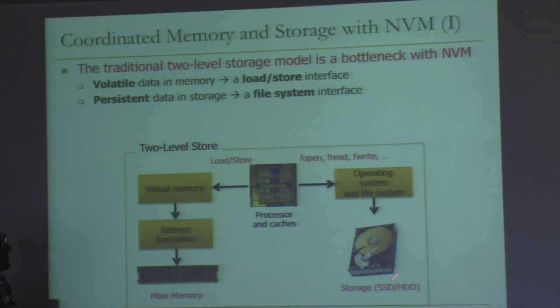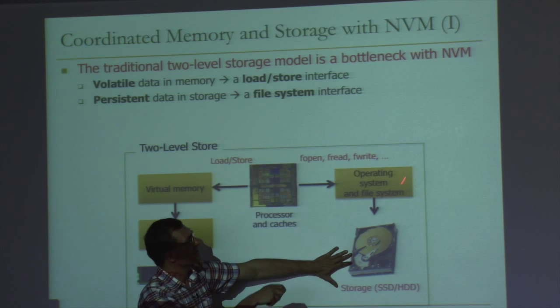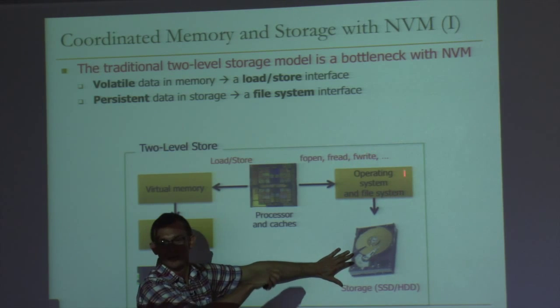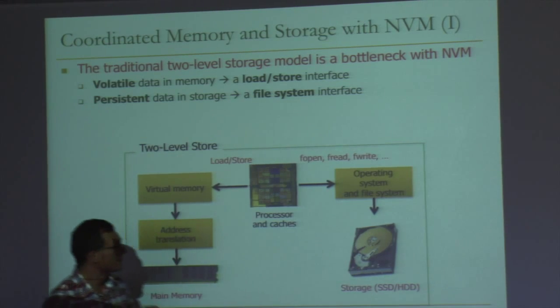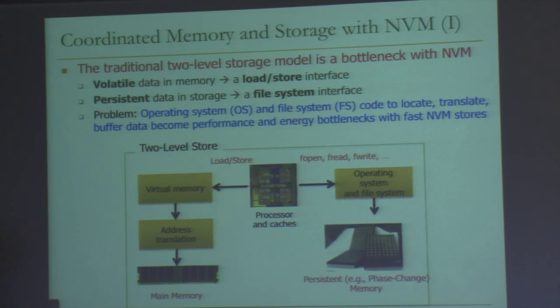And that was an OK decision, perhaps, if this device takes very, very long to access, right? If the amount of time it takes to access the device trumps the amount of time it takes to do all of these system calls, maybe it's OK, right? But if your device becomes as fast as main memory, as fast as DRAM, for example, phase change memory, STT-MRAM, then you have a problem, right? This is really fast. And you're wasting a lot of cycles to go through this file system and operating system calls to access the device. And that code to locate, translate, and buffer data actually becomes a performance and energy bottleneck if your non-volatile persistent storage is really fast.